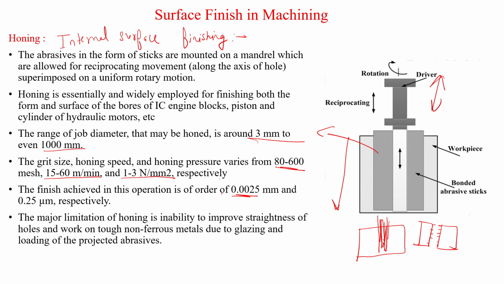The major limitation of honing is its inability to improve the straightness of holes, and to work on tough non-ferrous metals due to glazing and loading of the abrasives. Because of these limitations, it is not used for non-ferrous metals. So these are the various properties of honing, which is used as a finishing process. We'll see the next slide.